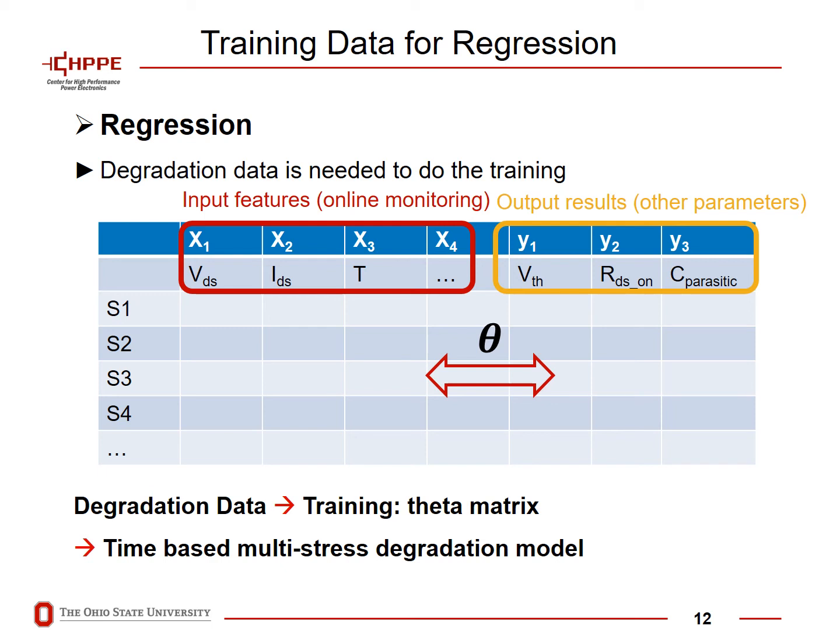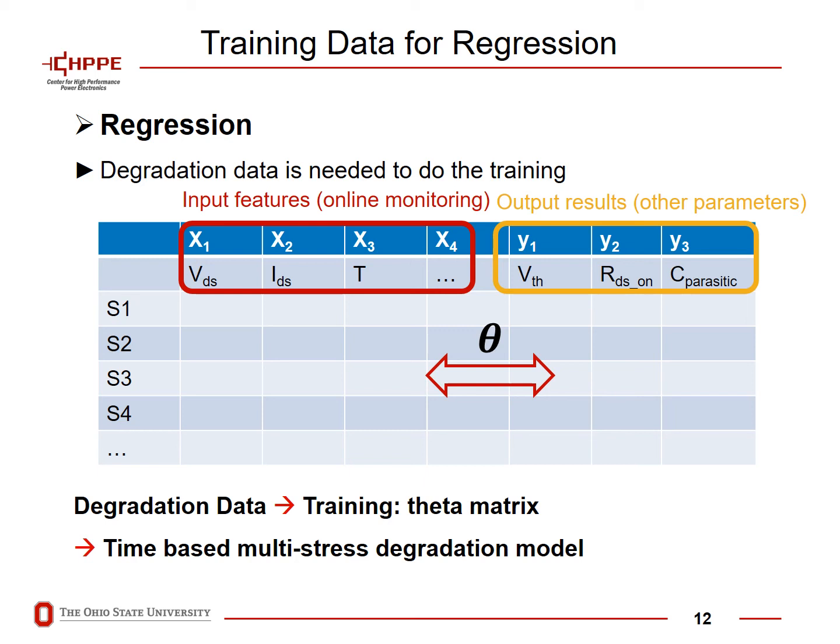In the aging tests, we would have a big set of data with information like VDS, IDS, temperature, threshold voltage, and gate leakage current. Some information like VDS, IDS, and temperature can be directly measured. Some information like threshold voltage and RDS on cannot be directly measured online, but those parameters are actually more likely to represent the device health status.